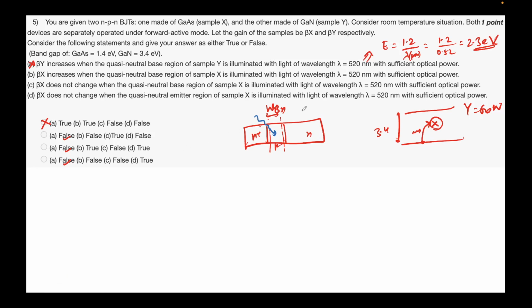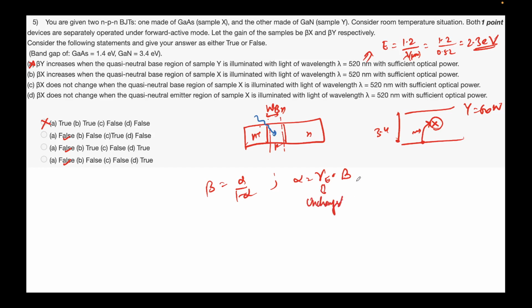Now let's see what's going to happen. Analyzing option B, electron hole pairs will be generated, but where will they go? There's no electric field here. They'll essentially recombine. Beta cannot increase. If you recall, beta is alpha over 1 minus alpha, and alpha is gamma E times the base transport factor. Gamma E will be determined when something changes on the base emitter region. Nothing is happening. We're shining light in the quasi-neutral region, so this is unchanged.